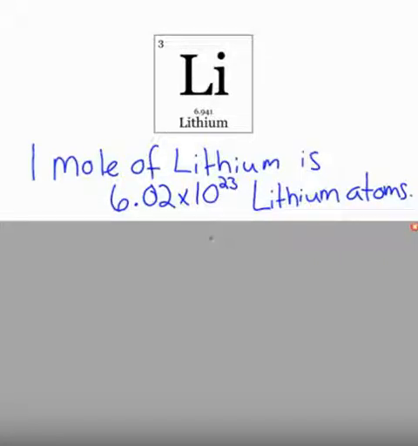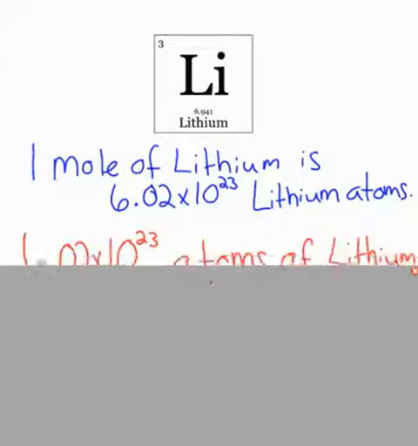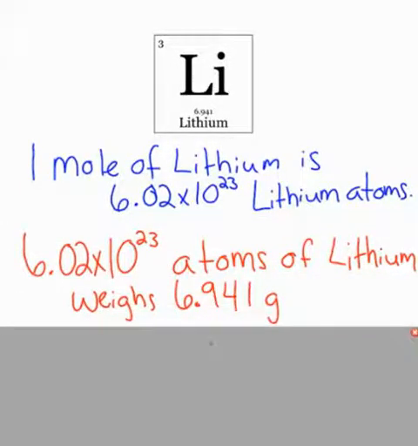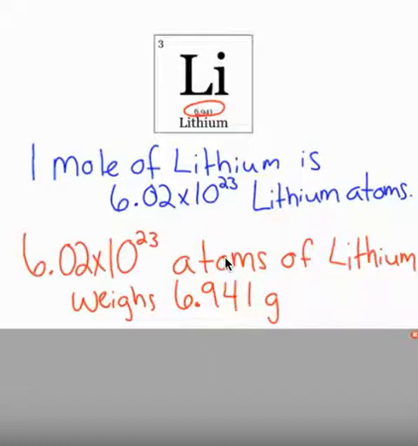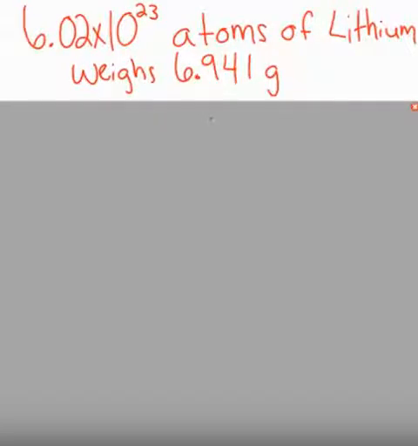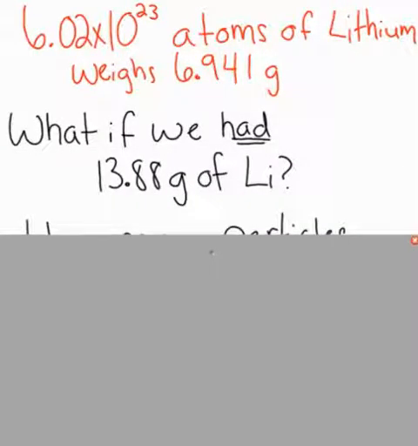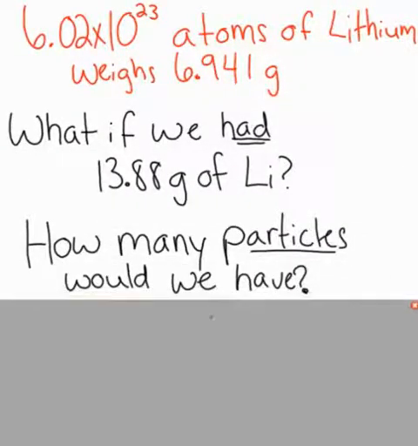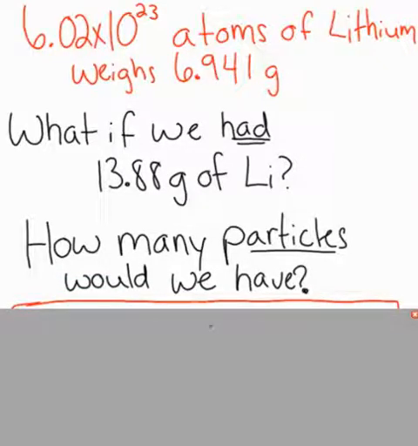All right, remember what we learned about the periodic table and about moles in general: 1 mole of anything, lithium in this case, is 6.02 times 10 to the 23rd lithium atoms. That number, Avogadro's number, weighs 6.941 grams. So with that in mind, what if we had 13.88 grams of lithium? How many particles would we have?